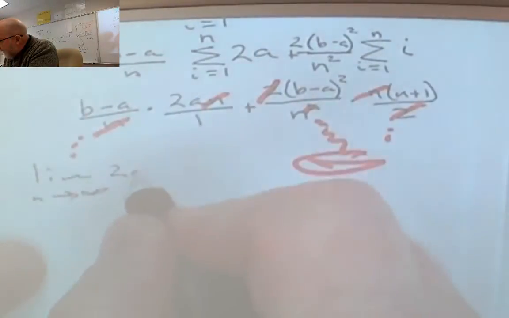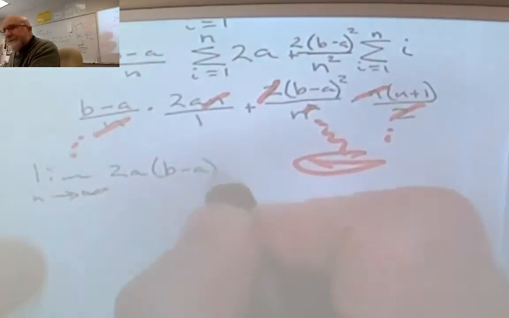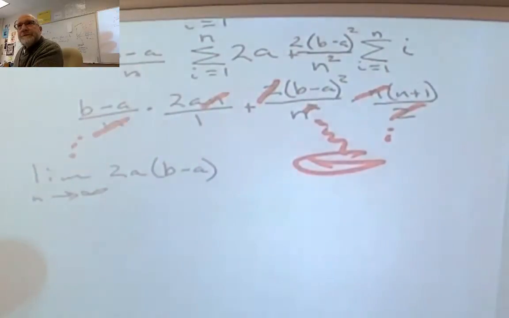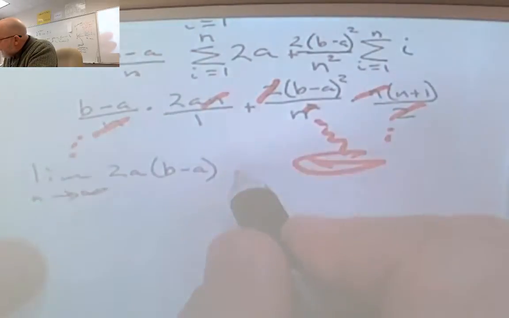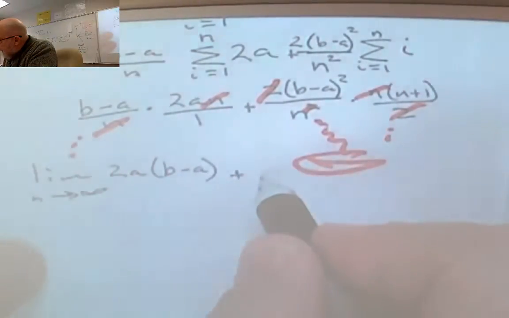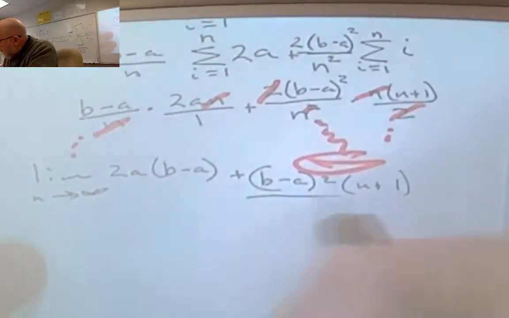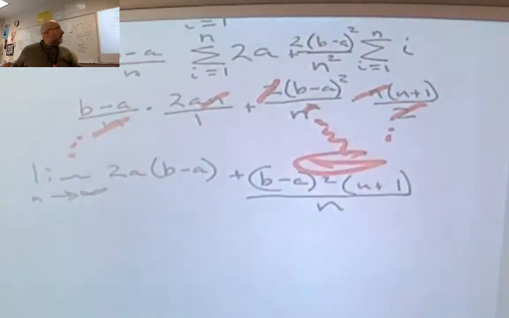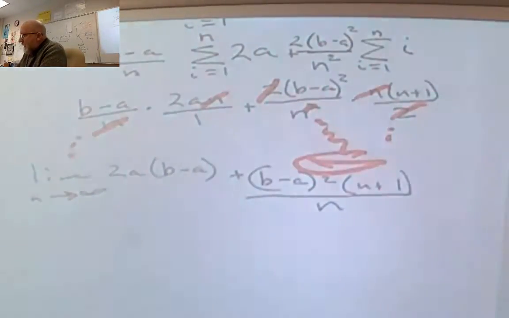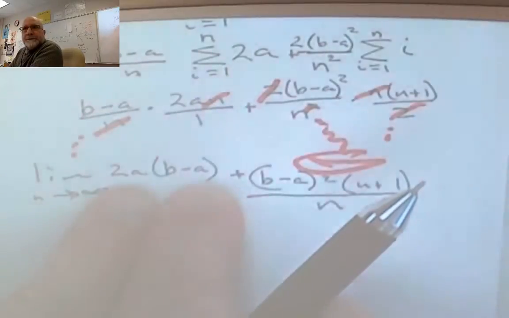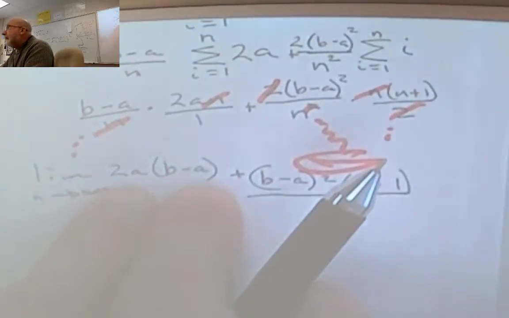Are you okay that I write this as 2a times b minus a? I just put the 2a in front of the b minus a. And then this will be plus b minus a, the quantity squared, times n plus 1 over n. Does that look correct? I had to kind of move it because it got really bloody right there. Now, these are constants, correct? Like 3. A complicated form of 3.